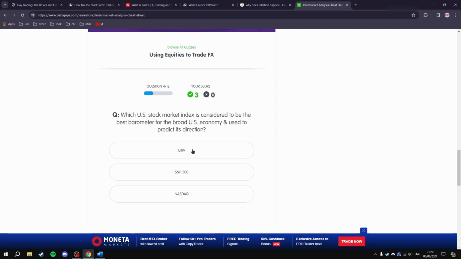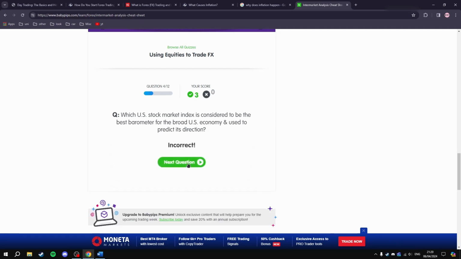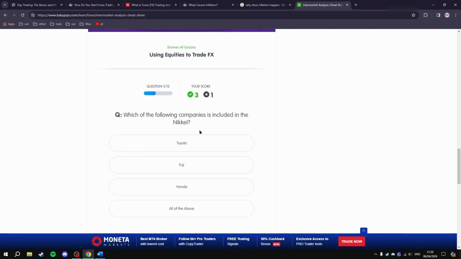Which US stock market index is considered to be the best barometer for the broad US economy and used to predict its direction? I think it's the Nasdaq, isn't it? Oh, never mind, it's the S&P 500. Which of the following companies is included in the Nikkei?